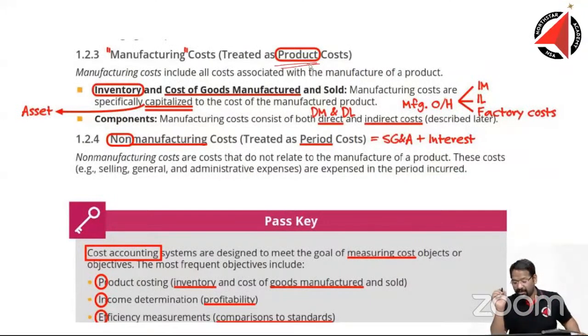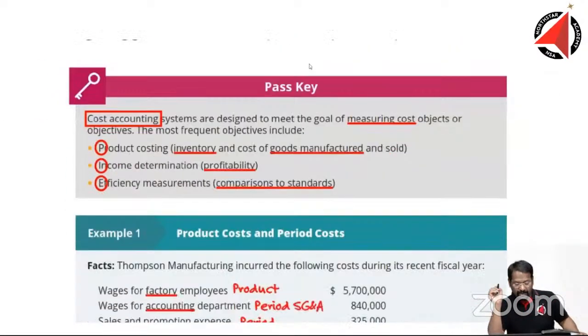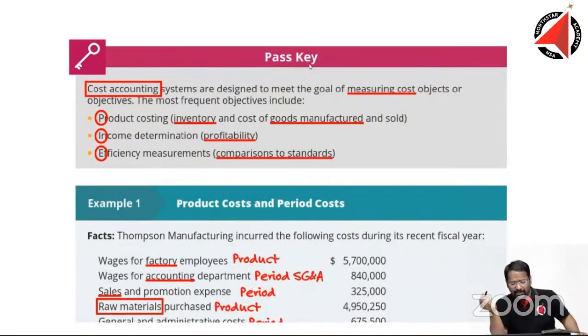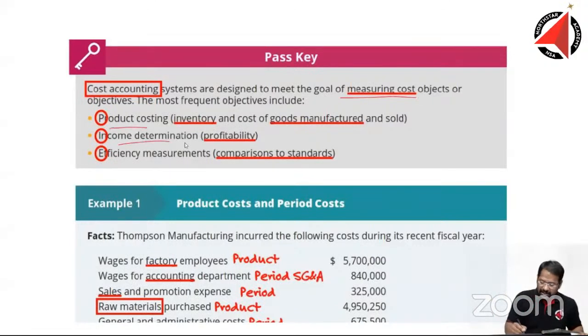I hope you remember direct material, direct labor, and variable overhead. I want you to remember the pass key. Cost accounting systems are designed to meet the goal of measuring cost objects. What are those? Product costing, income determination, and efficiency comparison to standard. We have learned that.